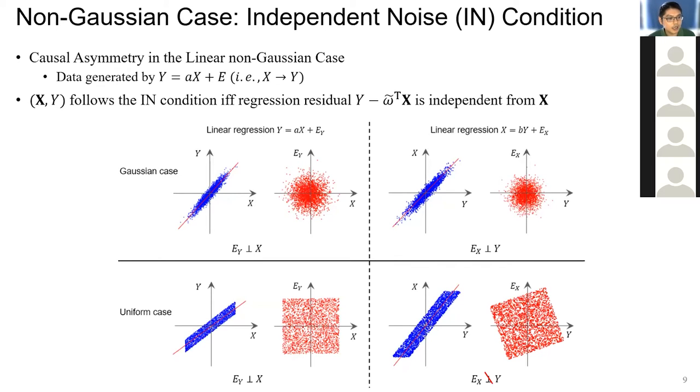When the noise is Gaussian, we will find the independent noise condition holds in both directions. In the causal direction, it holds, and similarly in the anti-causal direction. When the noise is uniform, we will find the residual is independent of X in the causal direction, but not in the anti-causal direction. So we can use this asymmetry to determine the causal direction.